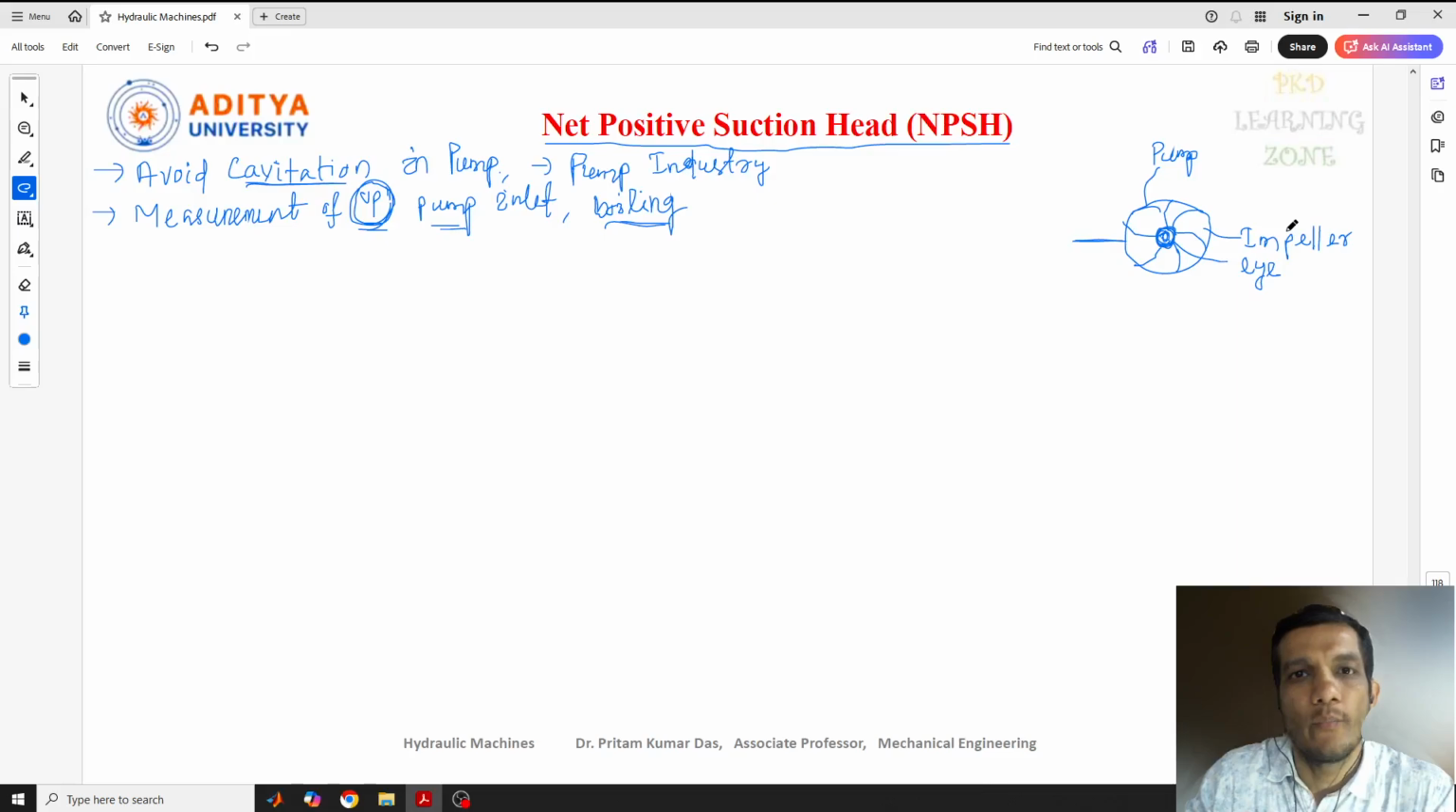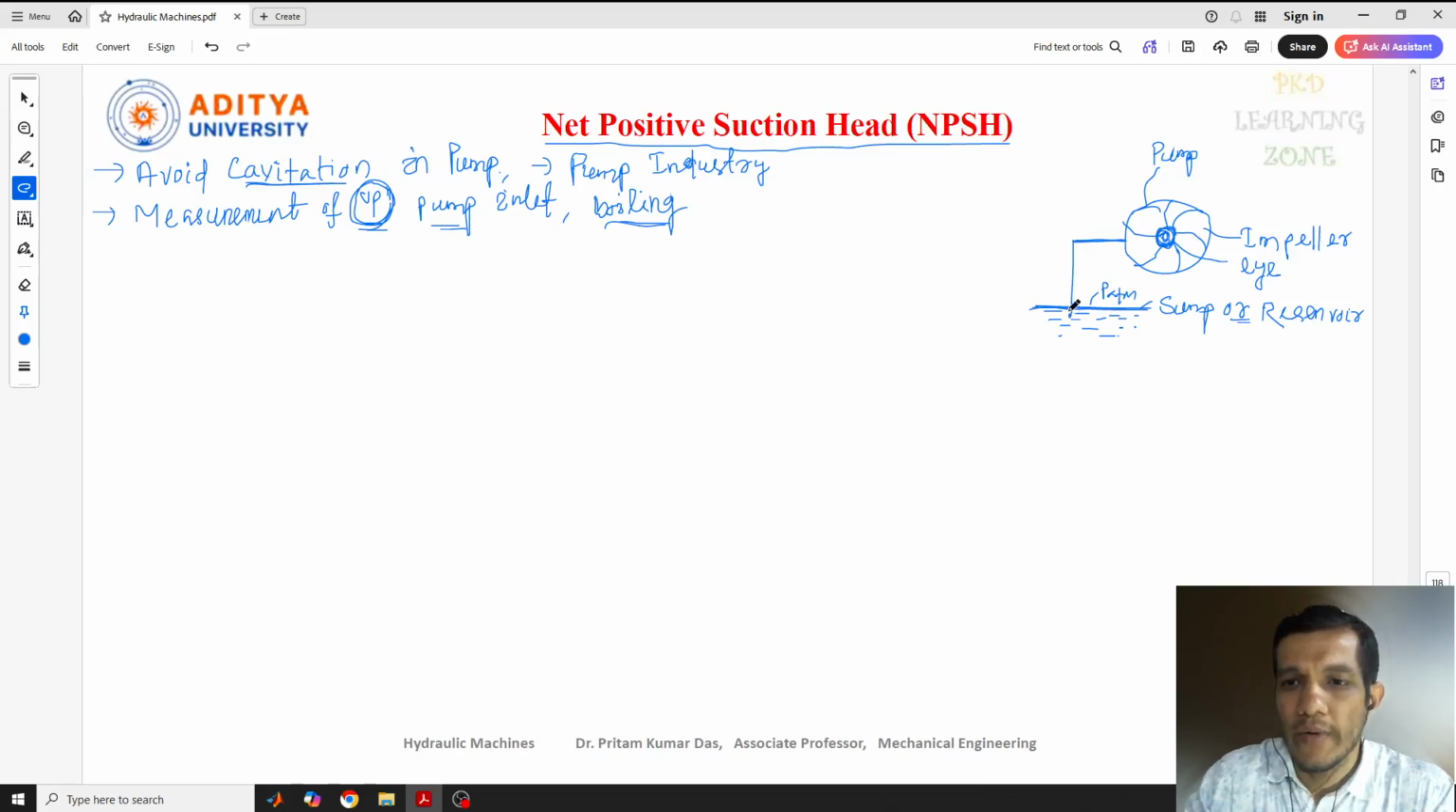The shaft is connected to the motor, and this pipe is connected to the sump level, or the reservoir. This is called the sump, a reservoir of liquid or fluid. At the sump level, atmospheric pressure is acting, which is called P atmospheric.